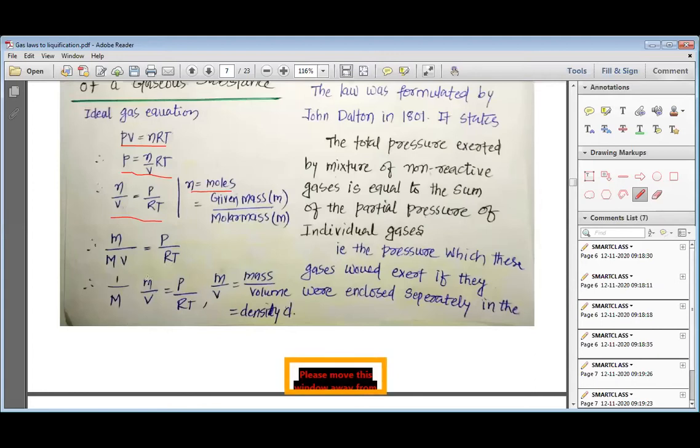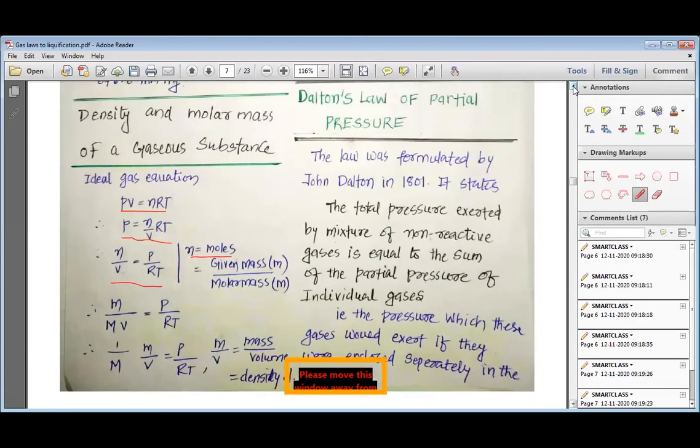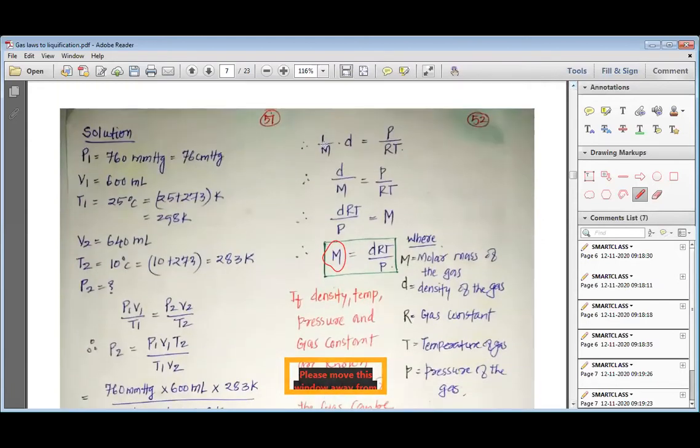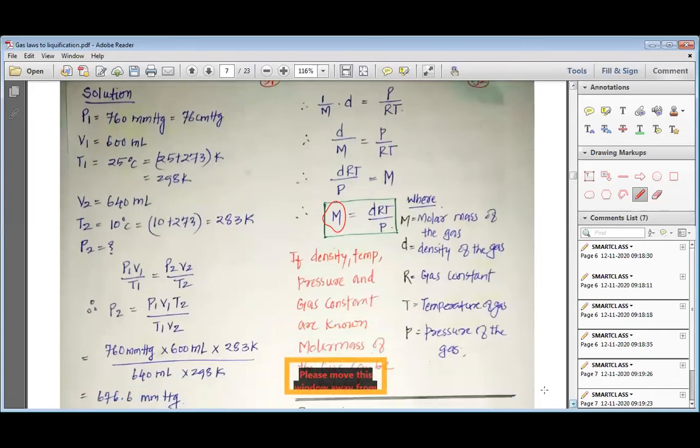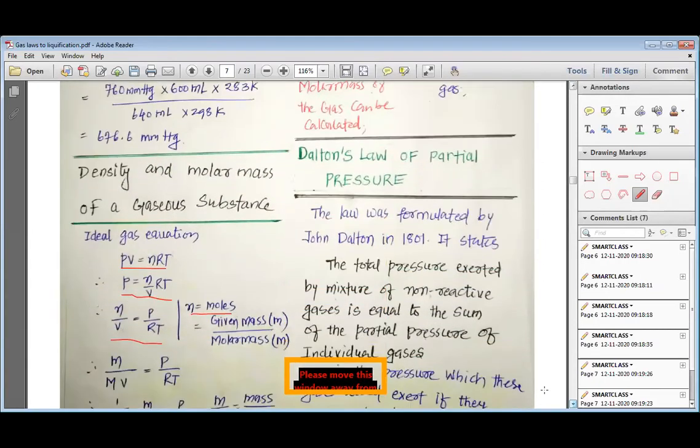Therefore, 1 upon capital M into small m divided by V is equal to P upon RT. Small m divided by V is nothing but mass by volume, which is represented as density. So we can write 1 upon capital M multiplied by D is equal to P upon RT, and therefore D upon M is equal to P upon RT, and therefore dRT by P is equal to capital M. That is, the molar mass of the gas is equal to the product of density, gas constant and temperature divided by the pressure of the gas.